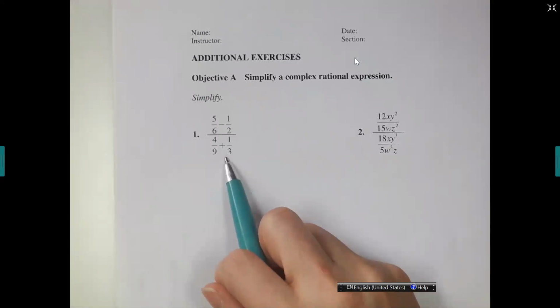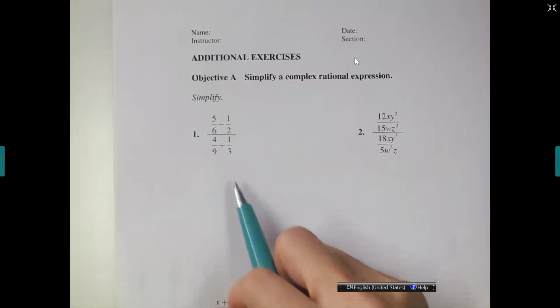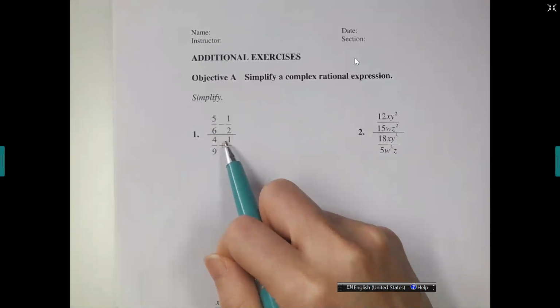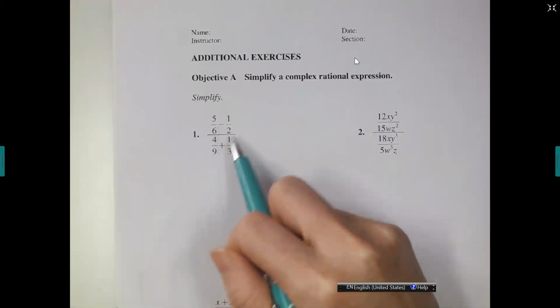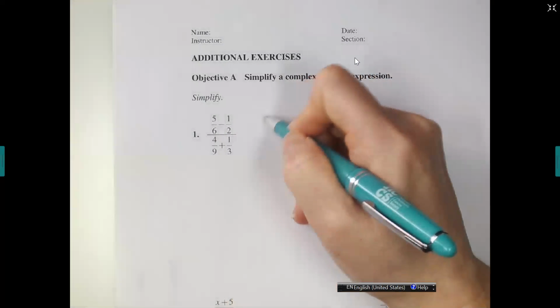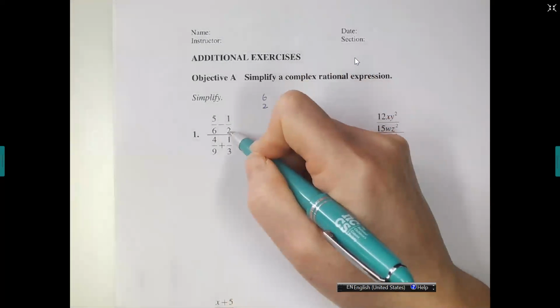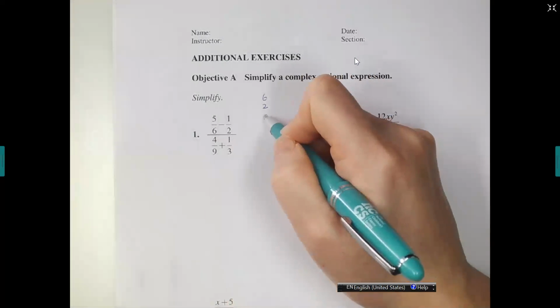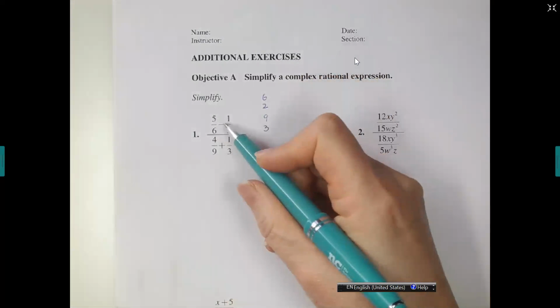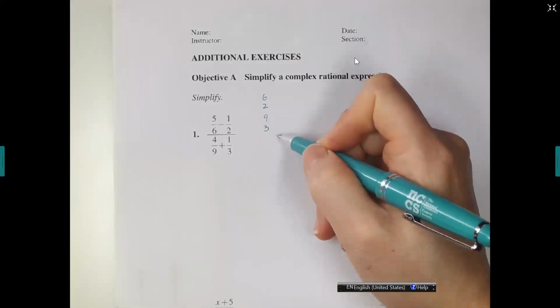This one, what do we have here? We have just numbers. Same thing. Look at what we have in the numerator and denominator. Write down all the denominators. Do this on scrap paper. I see 6 is one denominator. I see 2 is another denominator. I see 9, I see 3. So there are 4 denominators. How do I look for their least common multiple?